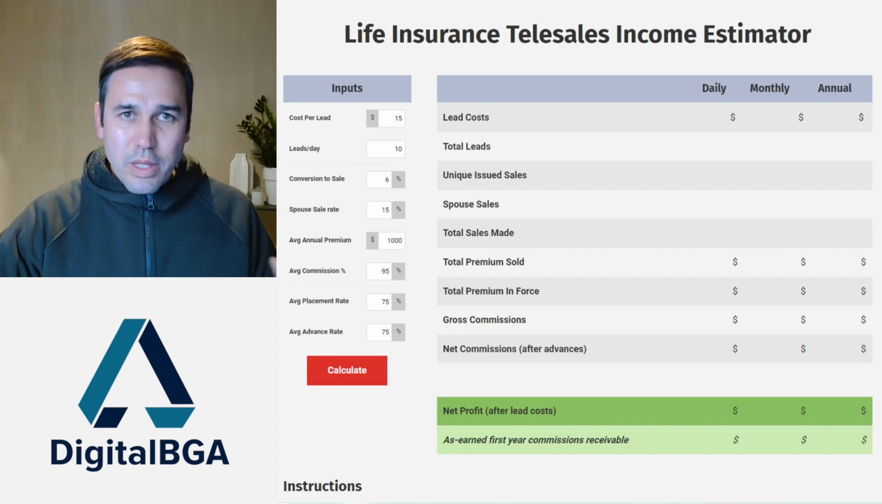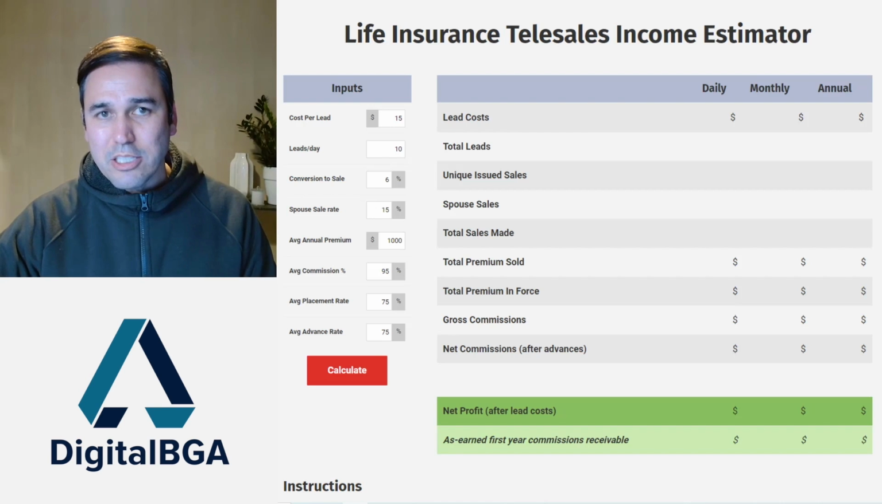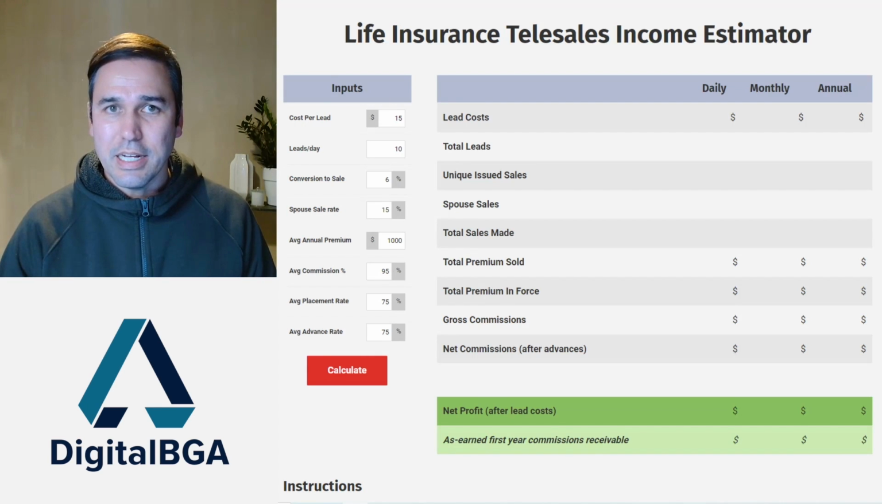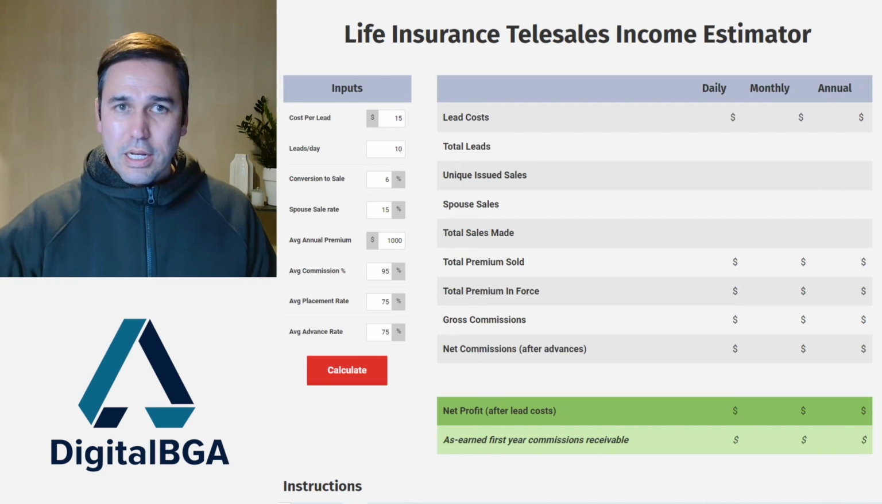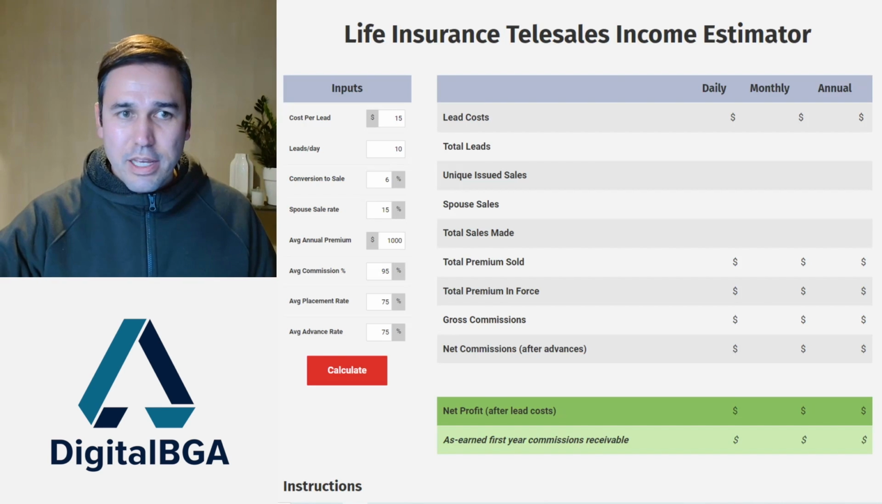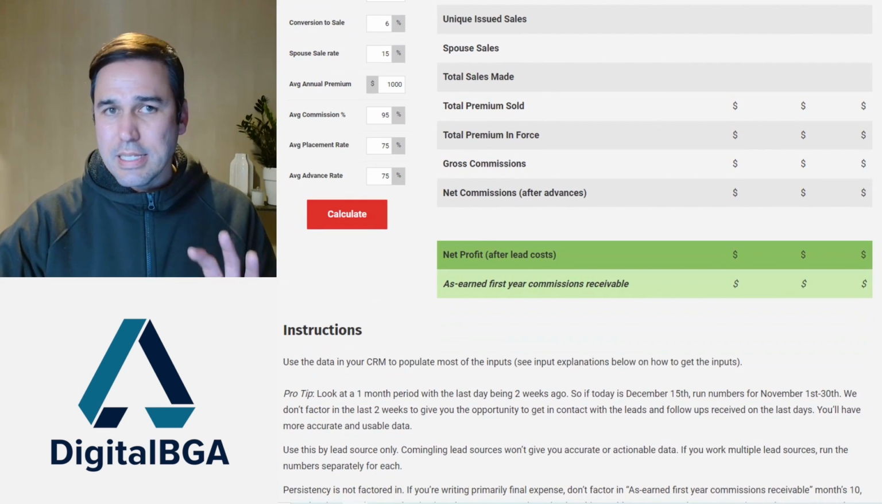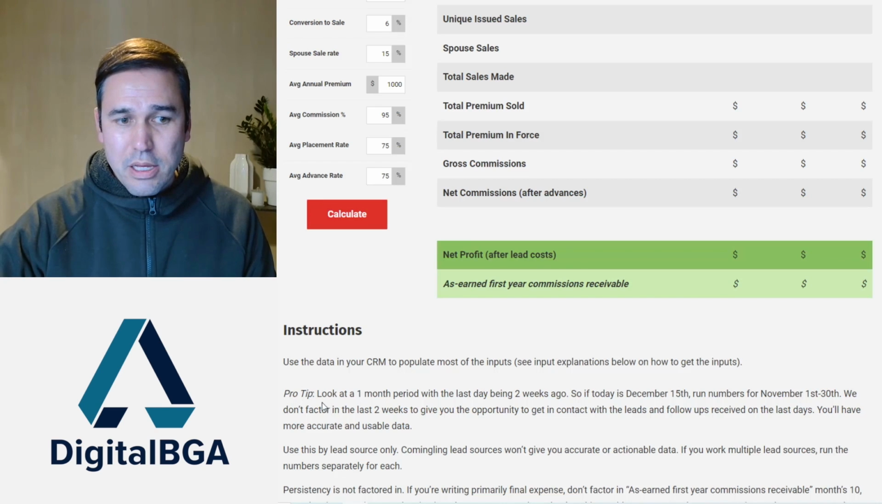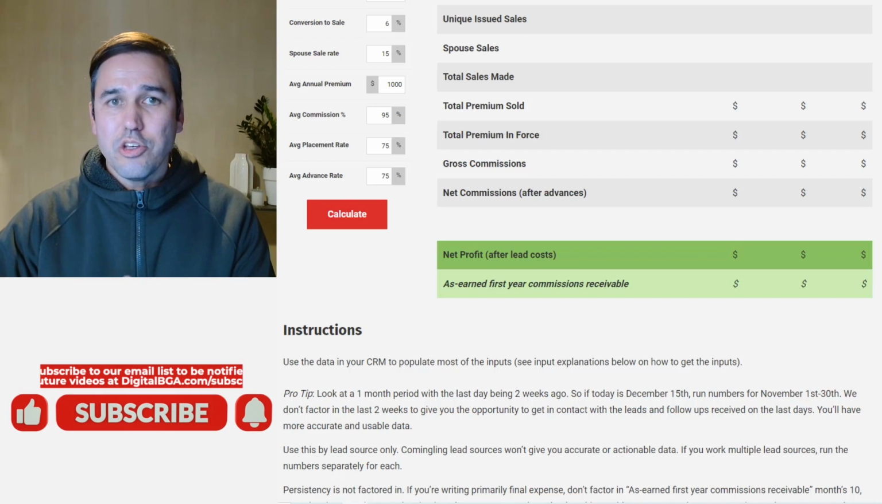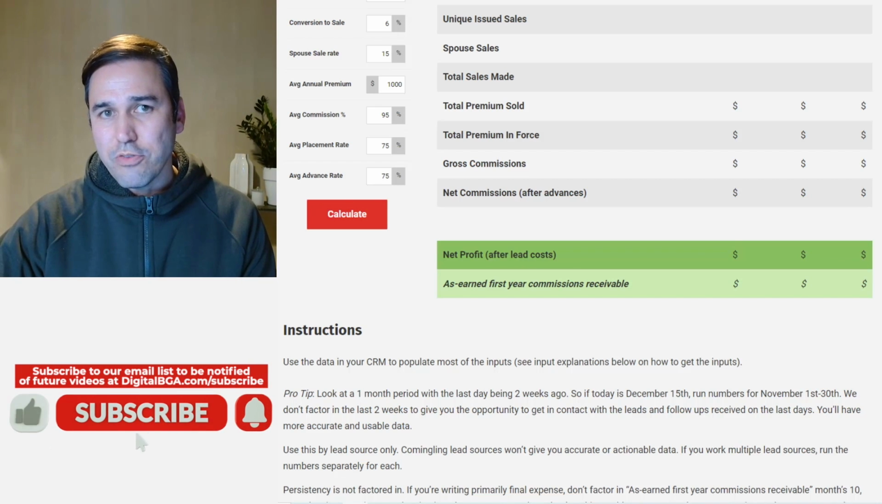We believe that little hinges swing big doors, meaning small optimizations can have huge effects on your profitability. And you just need to be able to see the data to be able to understand and get those insights. So the first thing I'll say here is when you're putting in these inputs, you want to look at it from a single time frame, every single time. So you want to look at a 1 month period with the last day being 2 weeks ago.